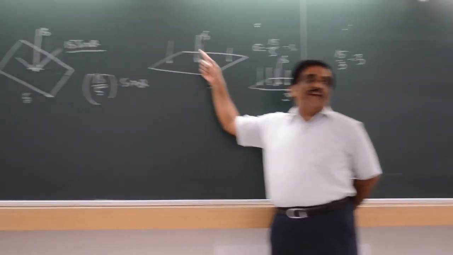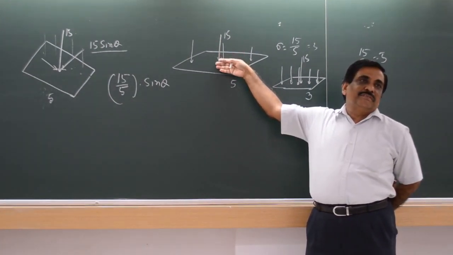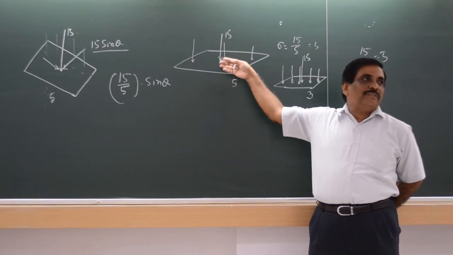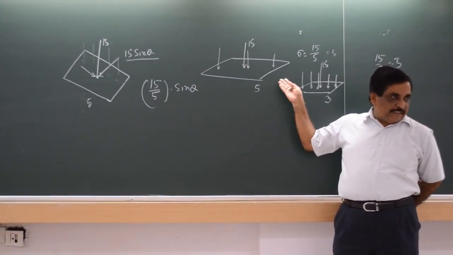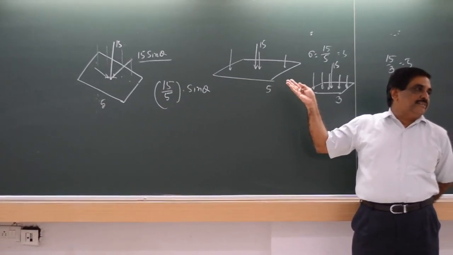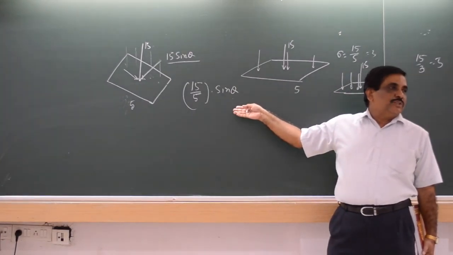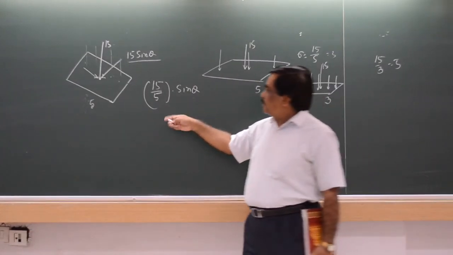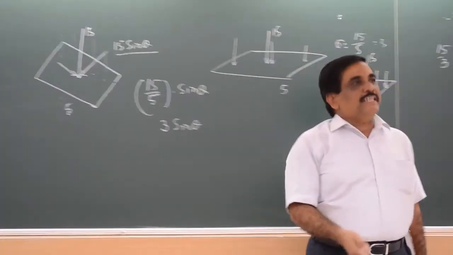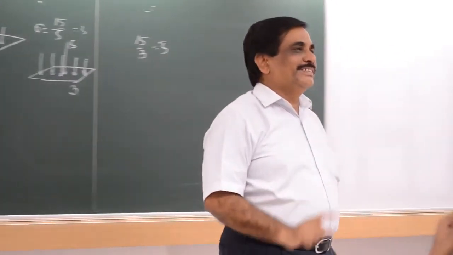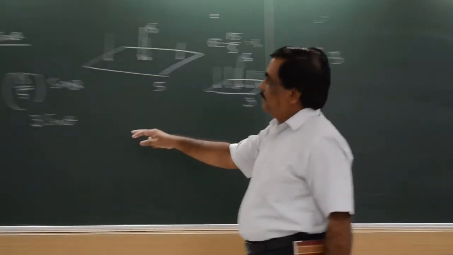Here, 15 by 5, because everything was normal force. Here there is no traction. Everything was normal, so 15 by 5. Even if you have a sin theta factor there, theta is 90 degrees. Here it will have some value and it will reduce. So 3 sin theta. So when the plane is inclined, the stress is reduced, but force is not reduced. Force is 15 but stress is reduced.